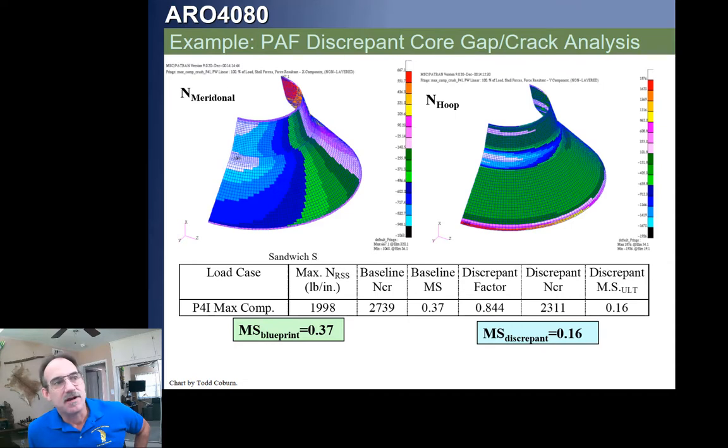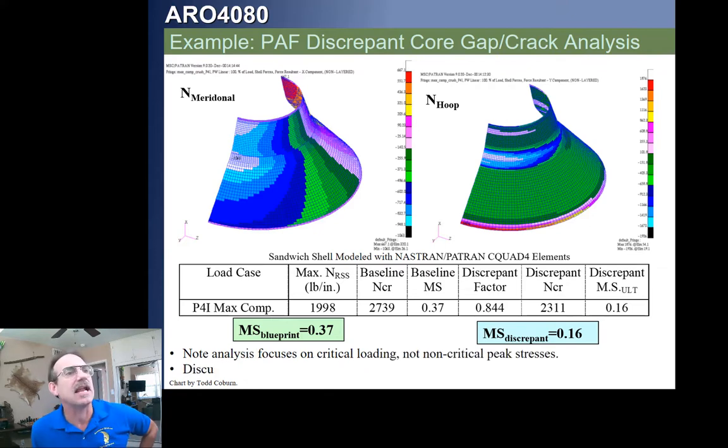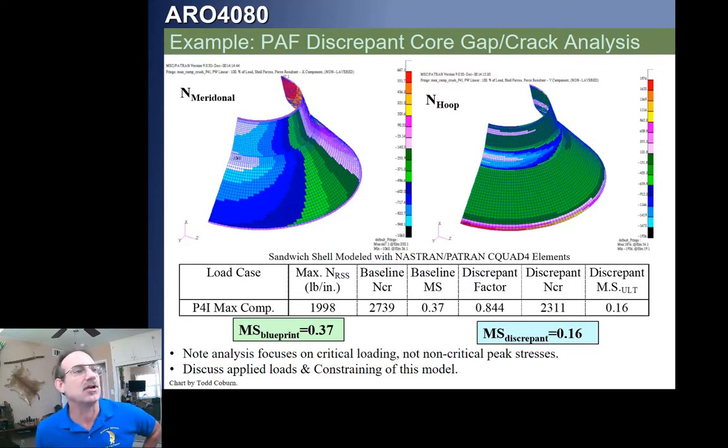Here is a fairing. This is a fairing, and I think this is a Delta 4 fairing. And this was actually a discrepant analysis when they were building these fairings. They had a little crack when they did the ultrasound. They found a little cracked area. And so in order to substantiate that, what I did was I modeled the baseline fairing with no damage, and then I simulated that gap crack in the model, and then I compared the two results to show. So you'll see the meridional and the hoop direction, and for the blueprint or the non-damaged payload attach fitting, I had a margin of safety of 0.37, and then I went ahead and in this case we looked at the max stresses and we show what the margin of safety is.